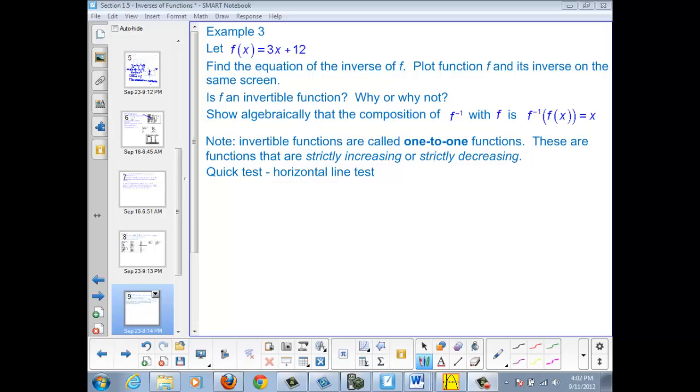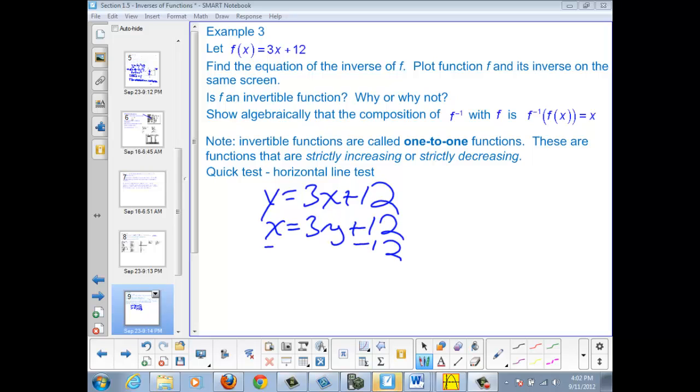Here we're going to let f of x equal 3x plus 12, a straight line. And we want to find the equation of the inverse of f. So if y equals 3x plus 12, first thing we do is switch our x and y values. So x equals 3y plus 12.